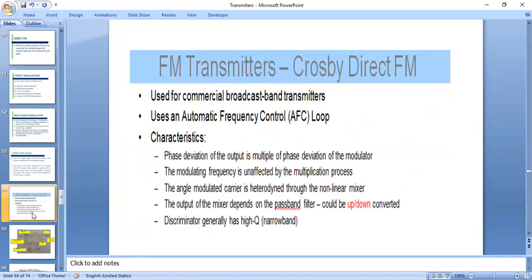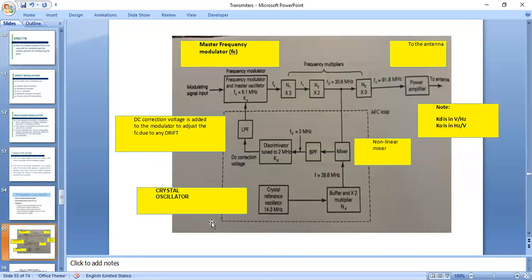And another one is the Crosby direct FM transmitter. In this Crosby direct FM transmitter, we have the main functional unit called the automatic frequency control loop. These are the characteristics of the Crosby direct FM: phase deviation will be increased by using the frequency multiplier. Here we have the mixer circuit and the band pass filter. And we have the discriminator, which may be a frequency discriminator or a phase discriminator, depending on the requirement. Here you may observe the block diagram of the Crosby direct FM transmitter.